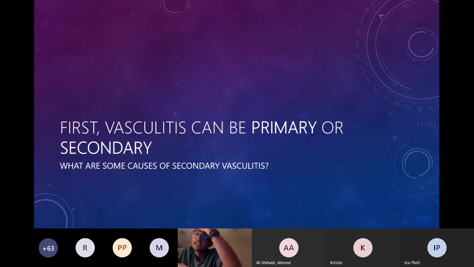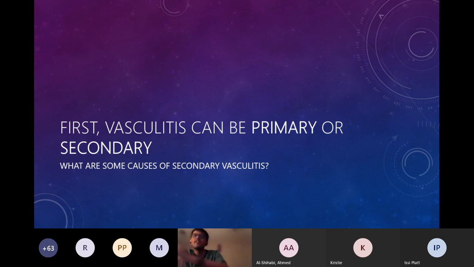Drugs, lupus, yeah. Some infections as well. So hepatitis B and C can both cause secondary vasculitis. And it's really important to remember the secondary causes because they're much more common than the primary causes. Primary vasculitis is quite rare. All right, so we'll talk about primary vasculitis.